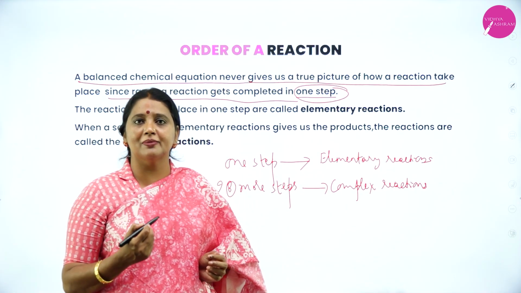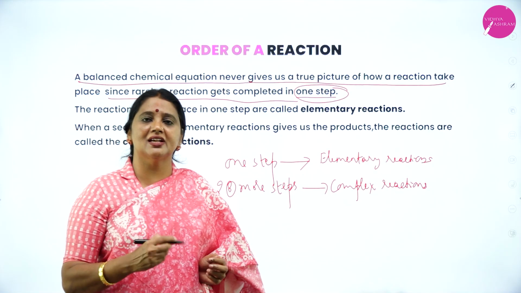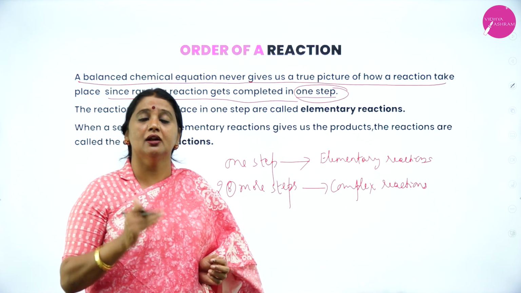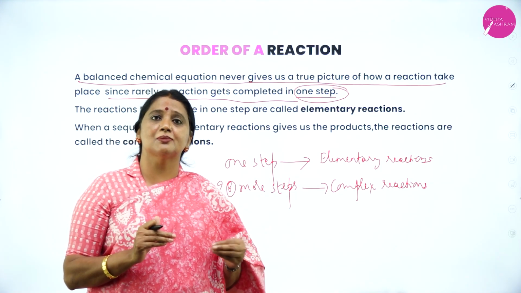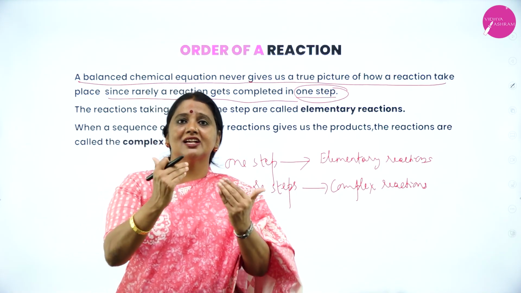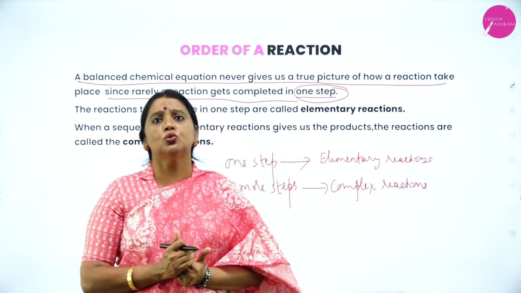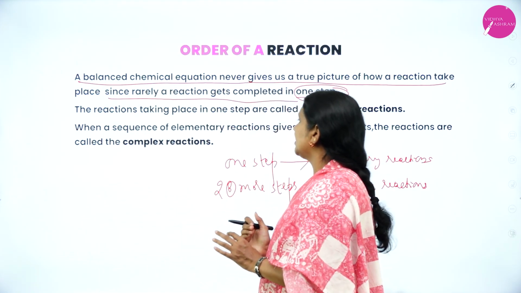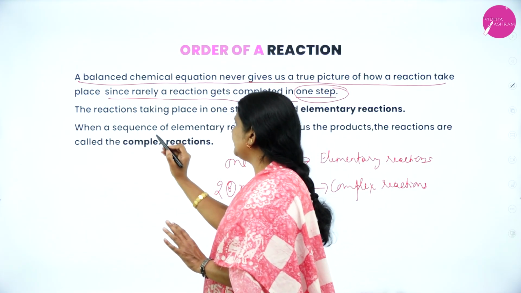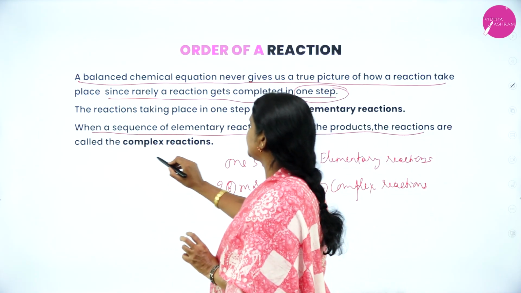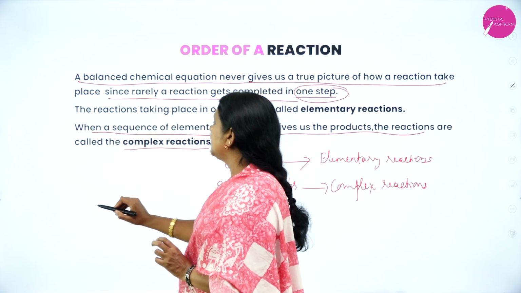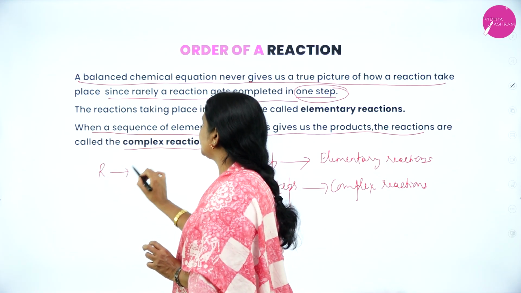Therefore, based on the number of steps, there are 2 types of chemical reaction. One is elementary reaction, the second is complex reaction. What are elementary reactions? Elementary reactions are those which take place by a single step. Complex reactions are those which take place by 2 or more steps. My dear students, when a sequence of elementary reactions gives the product, the reactions are called what? Complex reactions.